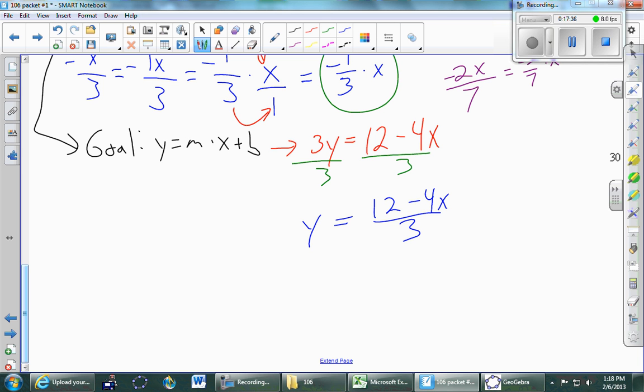Okay, so good news and bad news. The good news is, what letter is by itself? The y. So that was part of the problem. The goal is still this black equation, y equals mx plus b. The bad news is the right-hand side doesn't look anything like we want it to. The left-hand side is good, it's just y. But we need that right-hand side to look like m, some number, times x, plus some other number.